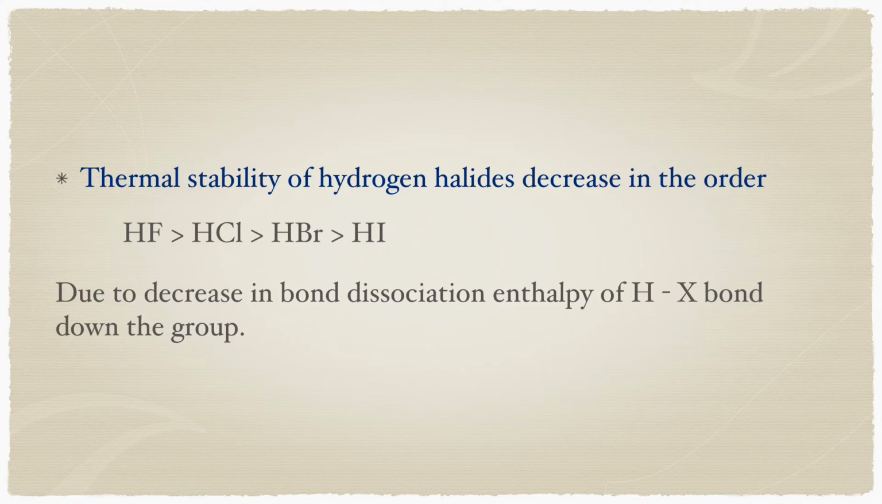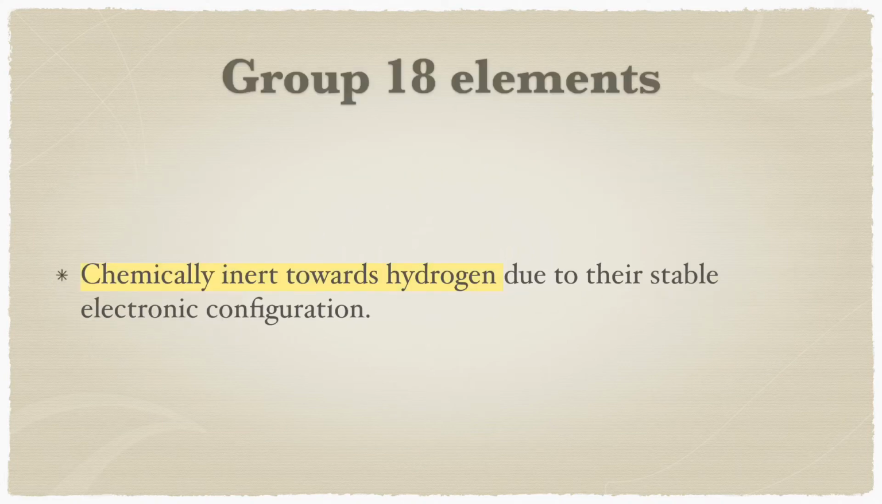Okay, so now we'll see group 18 elements. Remember, we are talking about the reactivity with hydrogen. So it is said that group 18 elements are chemically inert towards hydrogen due to their stable electronic configuration. That means they are not going to react with hydrogen.